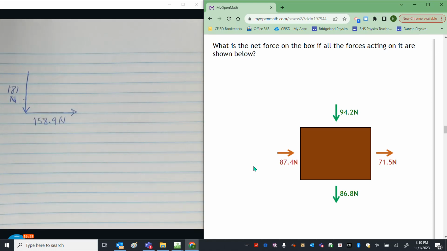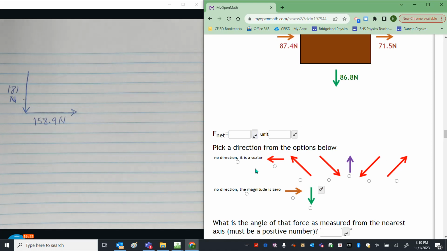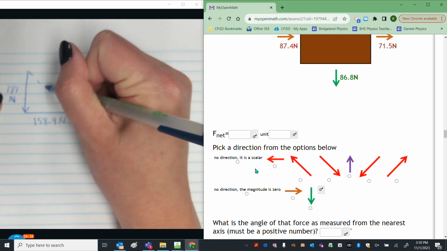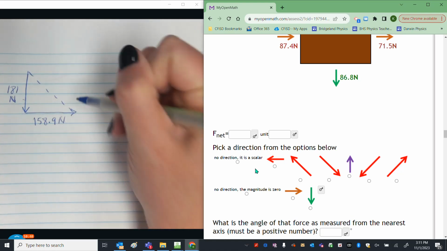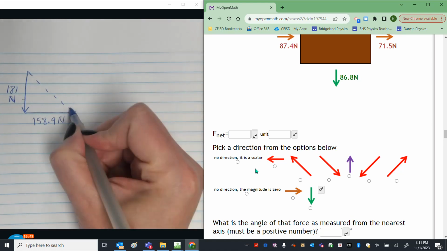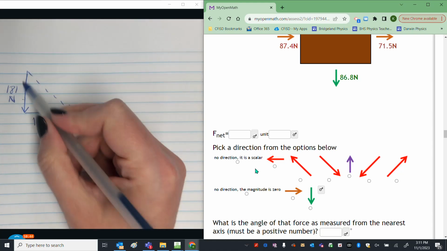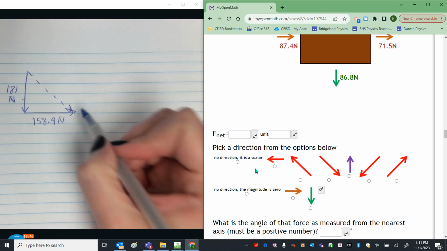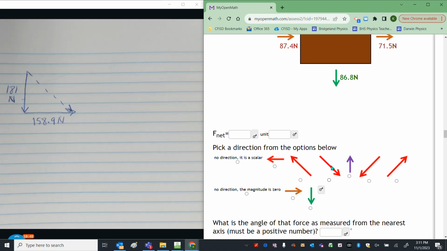But this is asking for the total net force. It doesn't want the horizontal net force. It doesn't want the vertical net force. It wants the resultant. And that is the hypotenuse of this right triangle that is formed. This is my resultant. If I'm going down and to the right, then it will be at a diagonal both down and to the right. So I know my direction, down and to the right. Now I just have to find the magnitude.